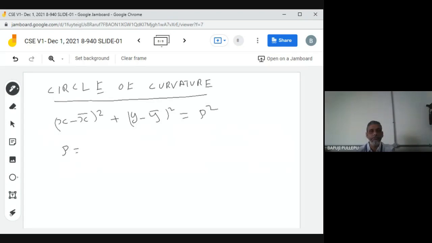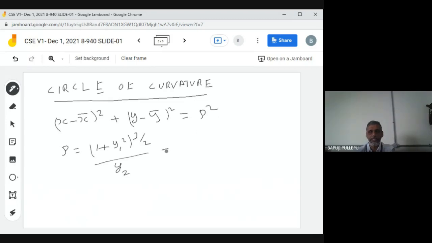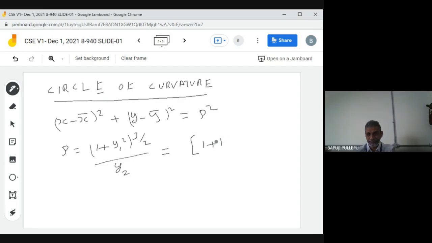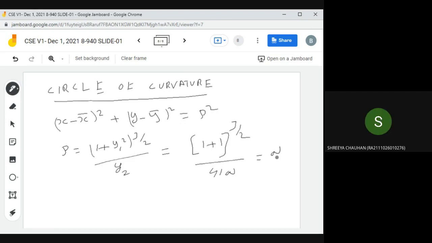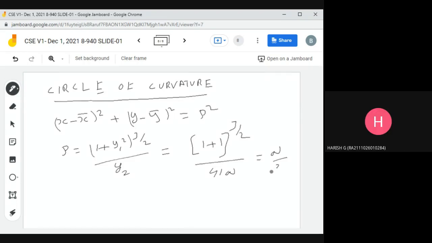Rho is equal to 3/2 upon y 2. But this is also available, correct? A by root 2, sir. Yes, sir. 1 plus 1, because rho into a by 4 we are doing, divided by 4 by a. So this is equal to what? A by root 2, sir.